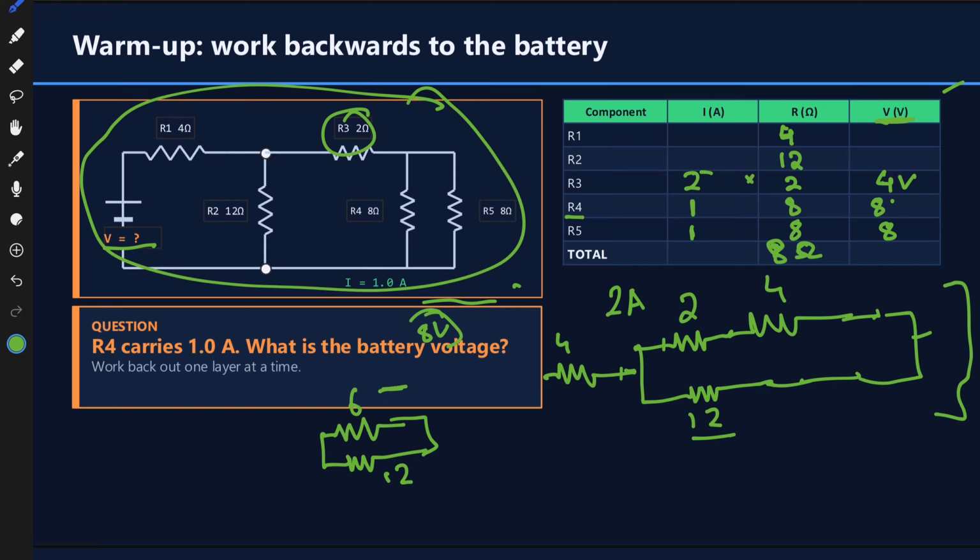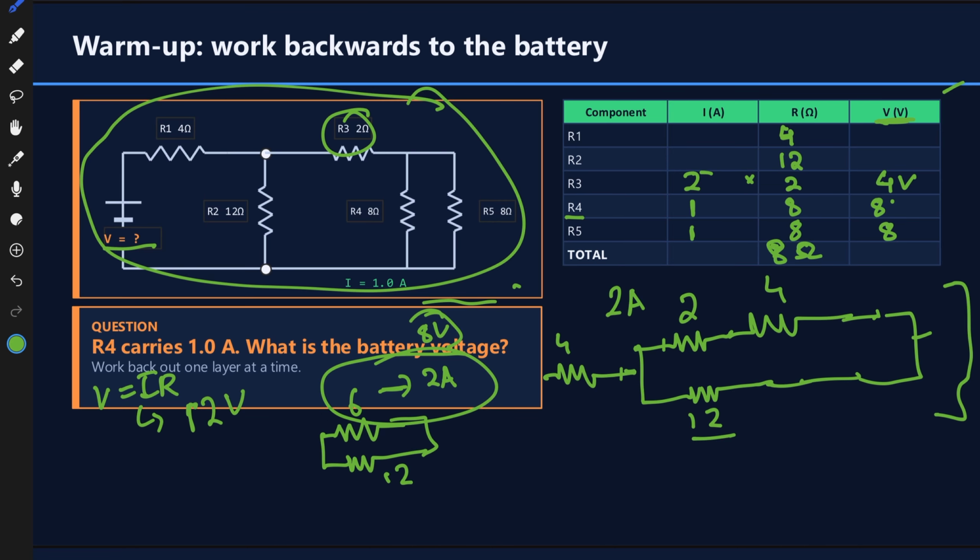So if we have 2 amps of current running through the 6 ohm total equivalent resistance there, then what's the voltage dissipated here? Voltage is equal to IR, right? The total voltage dissipated is 12 volts.